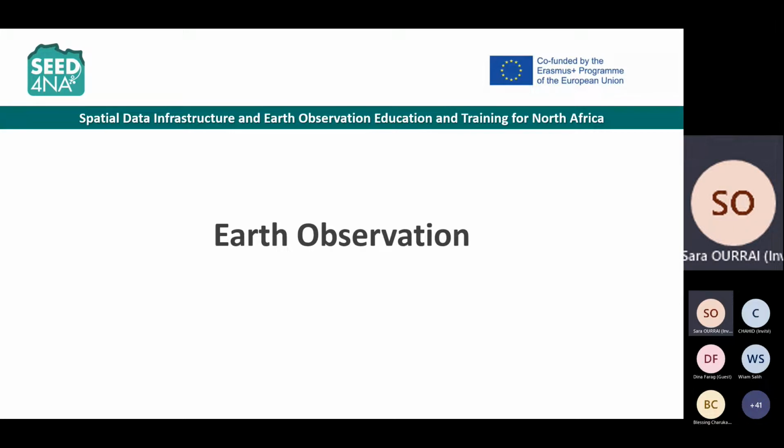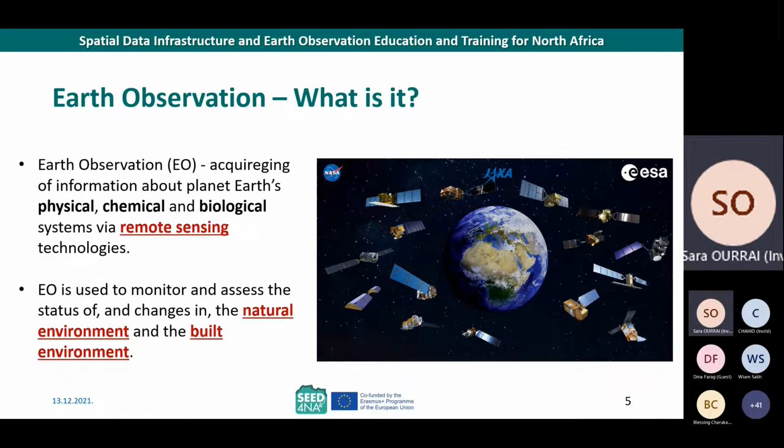So if you are all in your seats, we can go with the first part of our training. It's Earth observation. So what is Earth observation? Like this slide says, it's the acquiring of information about planet Earth, but not just the planet as a whole, because on the planet we have some objects or phenomena which we want to see more than others. So Earth observation is the gathering of information about planet Earth's physical, chemical, and biological systems via remote sensing. Remote sensing is just a box of tools, like I said, for Earth observation.